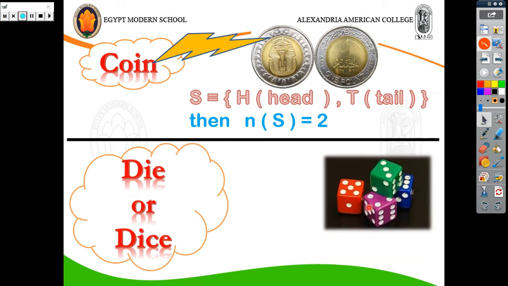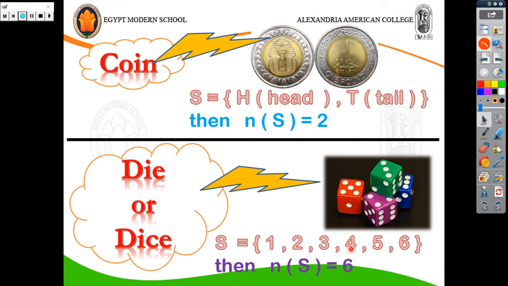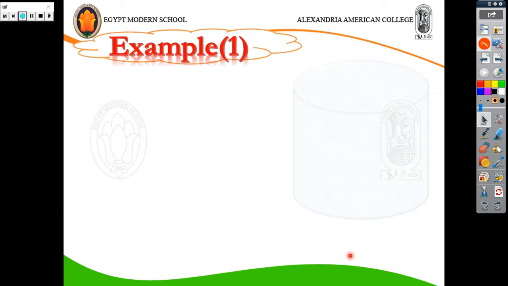We also have a die, or dice. Okay, this is the die. We have 6 faces here. On each of these faces we have points: 5 points, 4, 5, 6, 3. We have the sample space here: 1, 2, 3, 4, 5, 6 faces. The number of all faces, how many faces? 6. Okay.